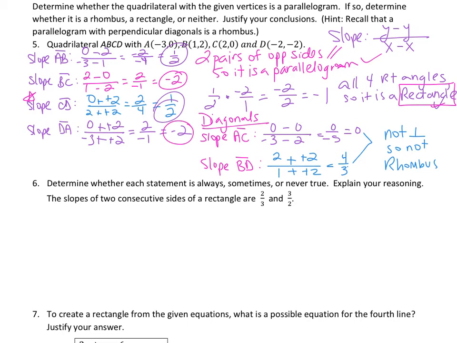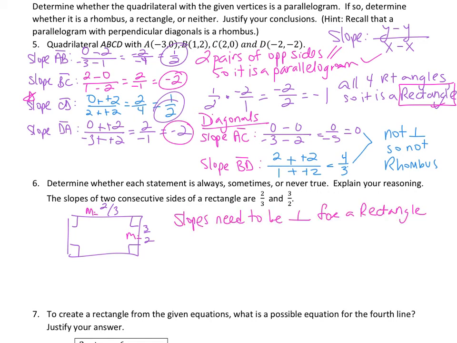On to number 6, if we need to determine which statement is always, sometimes, or never true, it's similar to what we've done before. This time we have the slopes of two consecutive sides of a rectangle. So think of a rectangle. We know that they need to be right angles. Consecutive sides would be like this one being 2/3, and the one right next to it then would be 3/2. So is that possible for a rectangle? Now remember that these slopes need to be perpendicular to each other for it to be a rectangle.